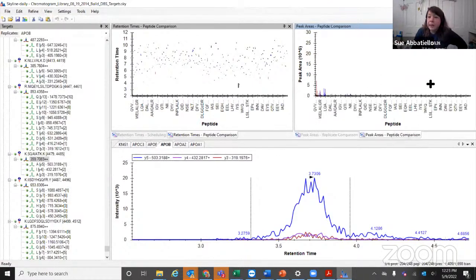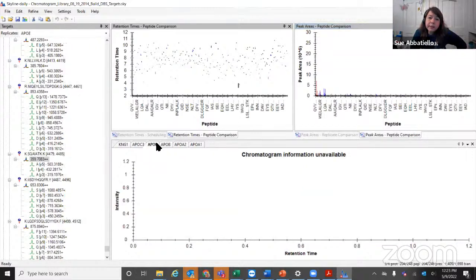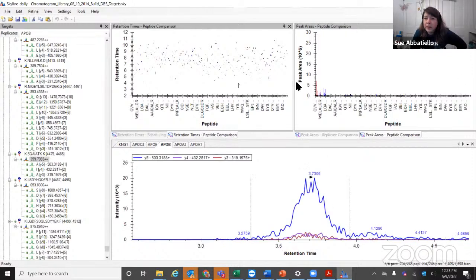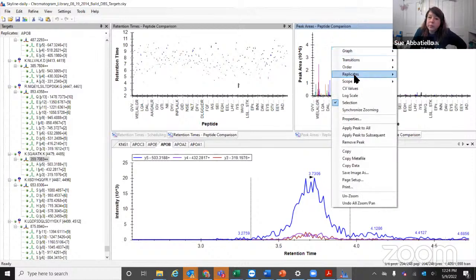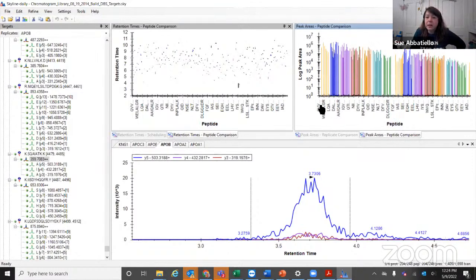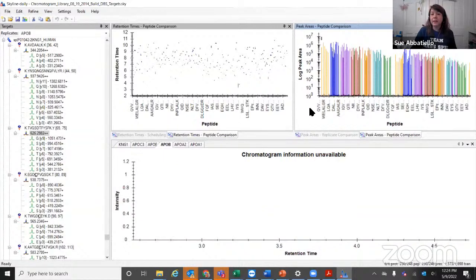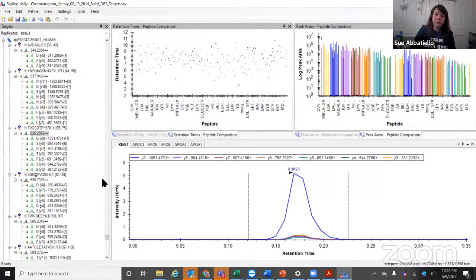If we look at peptide comparison, now we can look at all the peptides for the different runs and how they compare based on peak area. If we zoom in, or we could put this on a log scale, you can see all of the log peak areas on the y-axis and see how their intensities change with each of the peptides. If you click on a peptide, it'll bring you to that peptide, and we just need to go to the proper protein to see the signal. There it is.